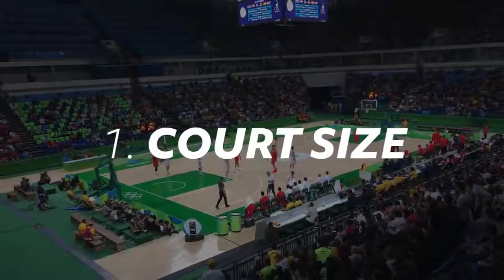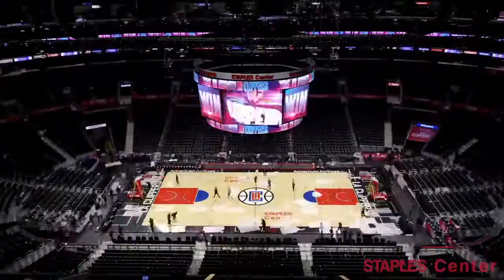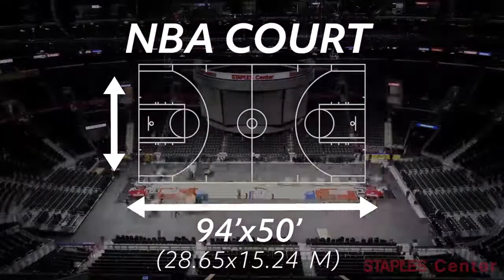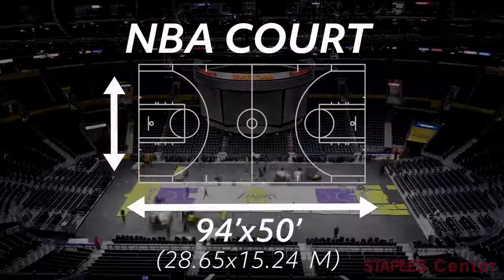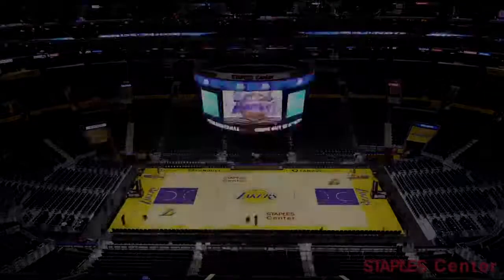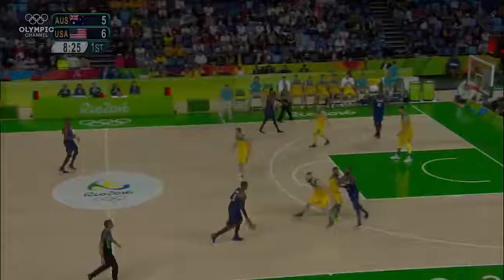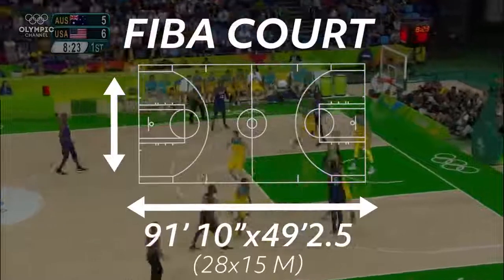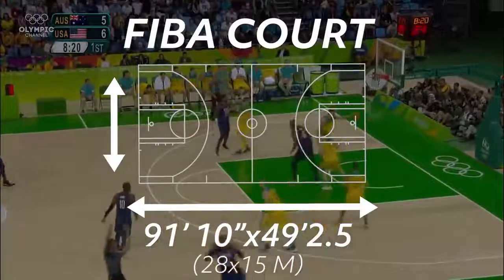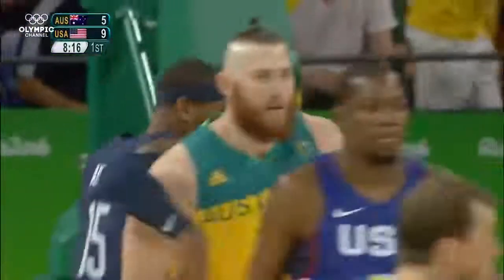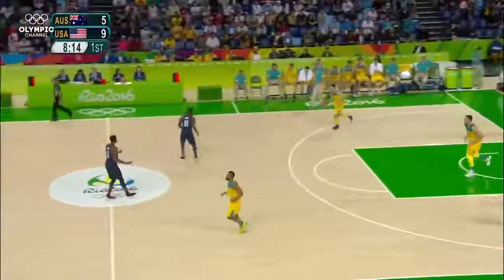Difference number 1. Court size. The size of an NBA court is 94 by 50 feet, or 28.65 by 15.24 meters. Meanwhile, the size of a FIBA court is 91 feet 10 inches by 49 feet 2.5 inches, or 28 by 15 meters. So, the FIBA court is a bit smaller than the NBA's.